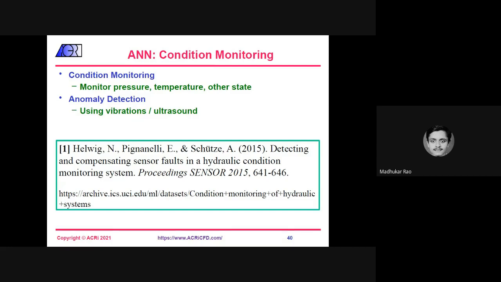So this is basically an experimental study where they have a hydraulic circuit and they simulate various faults in the circuit, like leakage, or the pump is down, or a rise in temperature, flow rate issues, pump issues, and so on. And then they see what happens to the data gathered by the sensors. So this is used to develop models for condition monitoring. You monitor pressure, temperature, and other state variables. And they even had vibration sensors to monitor other anomalies in the system.